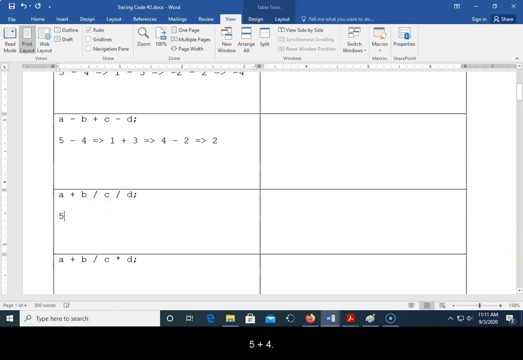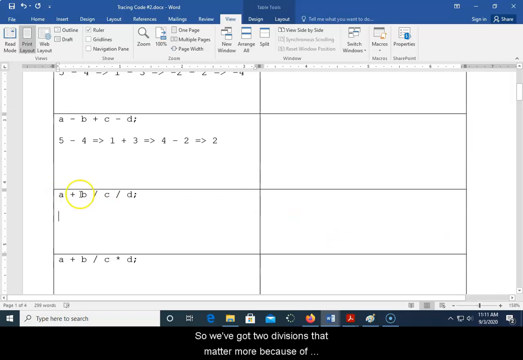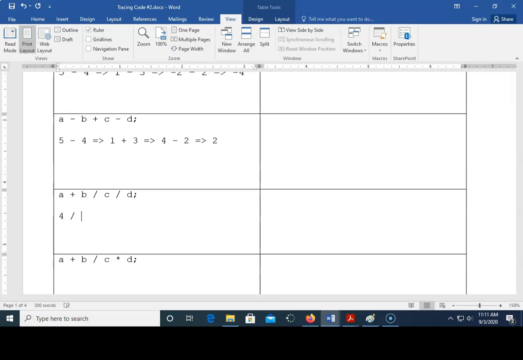Okay, we got 5 plus 4. I actually can't do it like that. So we've got the divisions that matter more because of order of operations. So B is 4. 4 divided by 3, that's going to give you 1. And 1 divided by 2 is going to give you 0. So 0 plus A, and A is 5. Gives you 5.